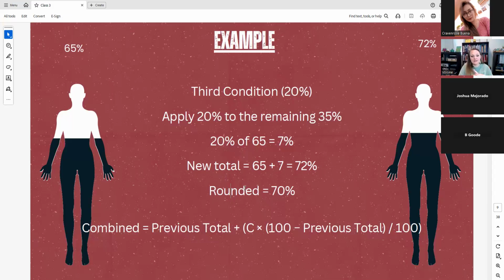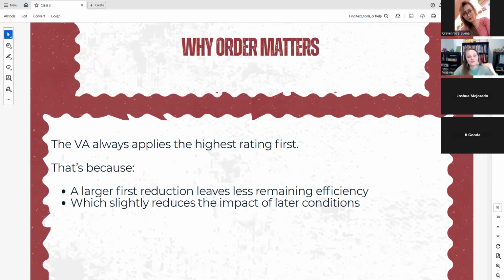So your combined equals your previous total plus your C time, so combined times 100 minus previous total divided by 100. This is where the math gets really frustrating for people who are not very mathy. All right, so the way the VA always applies the highest rating first, that's because the larger is the first deduction and it leaves the less remaining efficiency, which slightly reduces the impact of the later conditions. So that is why you're going to start with always the highest and then go down that way.